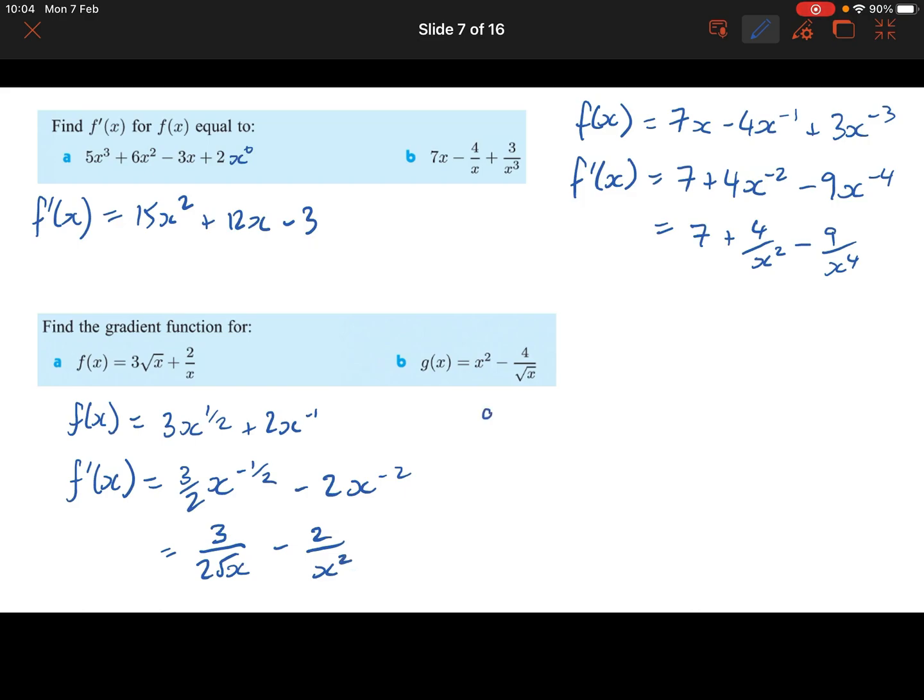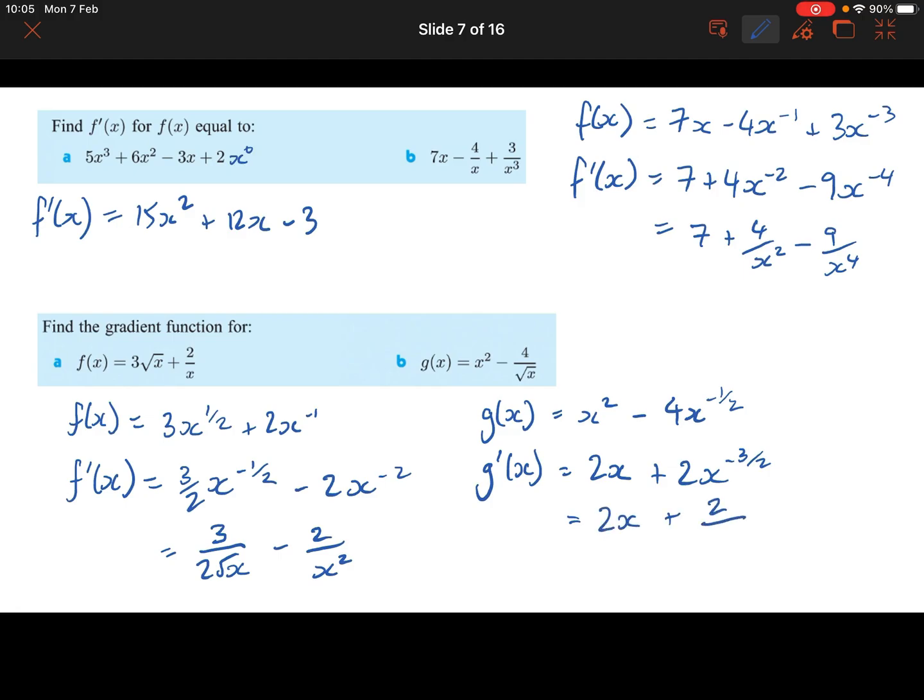Okay? Next one, we're going to rewrite g of x as x squared minus 4x to the negative a half, because I understand my rules of indices. So g prime x, the gradient function, is 2x plus 2x to the minus 3 over 2. Drop the power by 1. So that's 2x plus 2 over the square root of x cubed. You must know your rules of indices. Okay? Right, I'm going to stop the video there and then there's more to come.